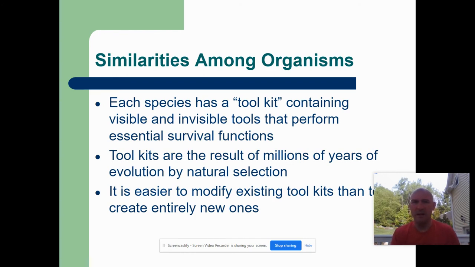Okay, so this is just kind of a big picture slide. I'm going to read through it and then I'll explain it. Each species has a toolkit containing visible and invisible tools that perform essential survival functions. Toolkits are the result of millions of years of evolution by natural selection. It is easier to modify existing tools than it is to create entirely new ones.